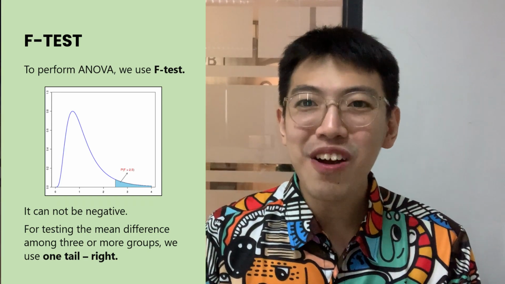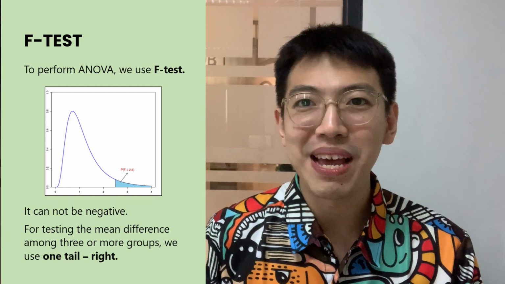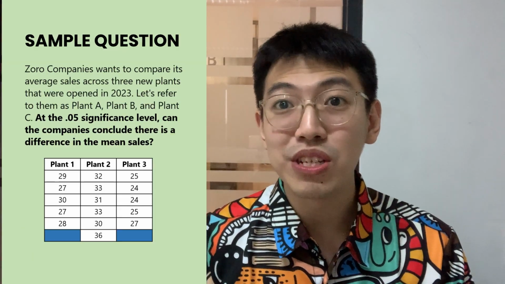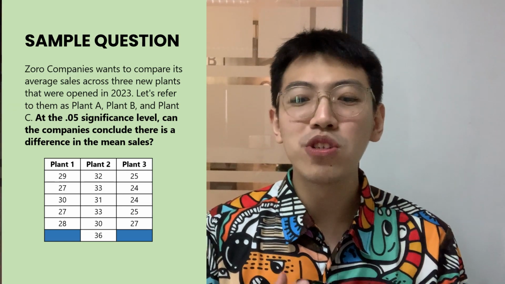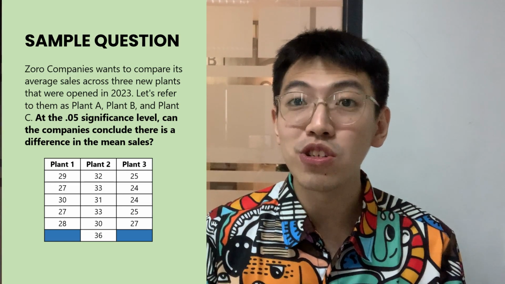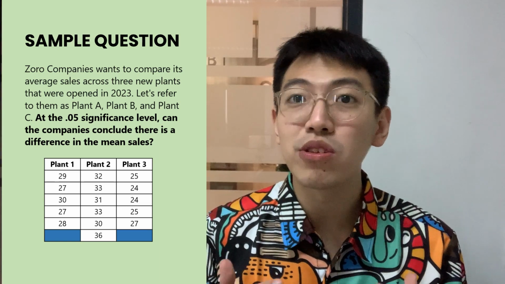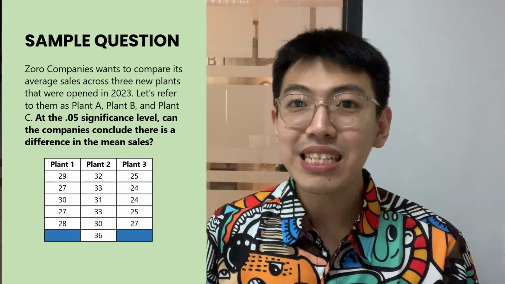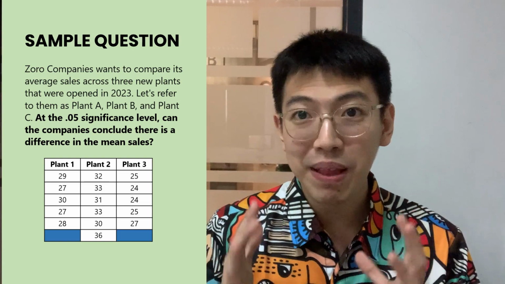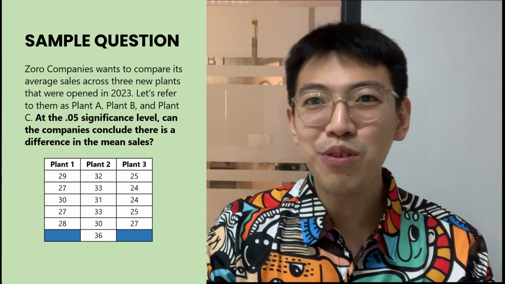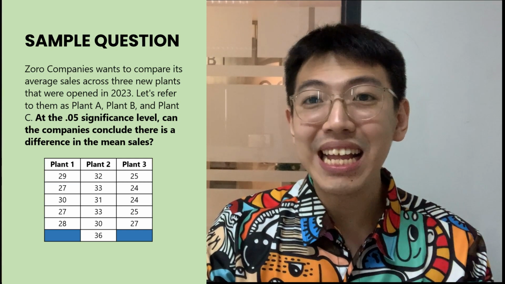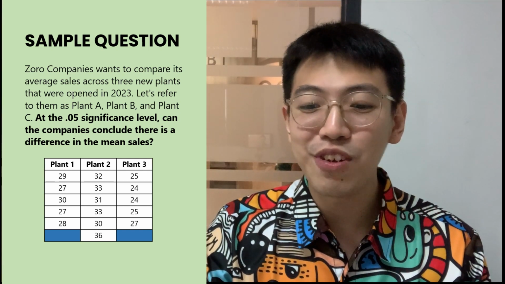For conducting ANOVA analysis, we will directly use SPSS. Let's go directly to the sample question. Zero Company wants to compare its average sales across 3 new plants that were opened in 2023. Let's refer to them as Plan A, Plan B, and Plan C. At the 0.05 significance level, can the company conclude there is a difference in the mean sales? Since we want to compare 3 groups, we will use ANOVA. Let's directly use SPSS to analyze the result.